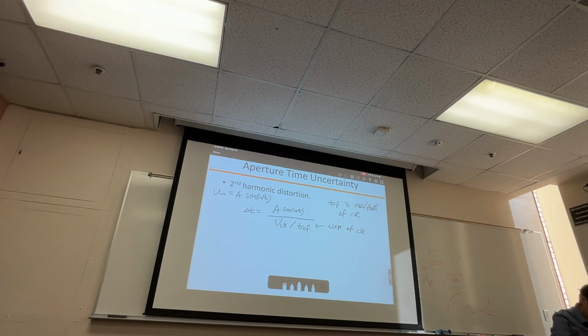Okay. So your output is still a sine wave, right? Still a sine wave with amplitude A, except that I get phase modulated, T plus delta T. So A sine omega t plus delta t. For delta t, we just do this first order approximation, sine omega t divided by V clock over TRF, the rise fall time.